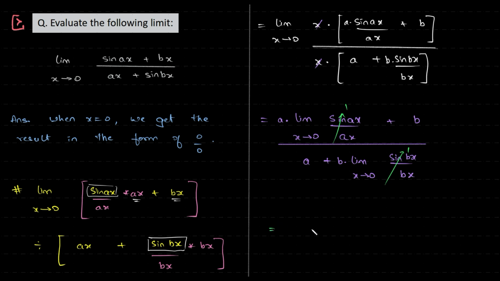So basically in the numerator we have a plus b, and in the denominator we have a plus b. Overall the result is 1. So this is how we handle such a question.